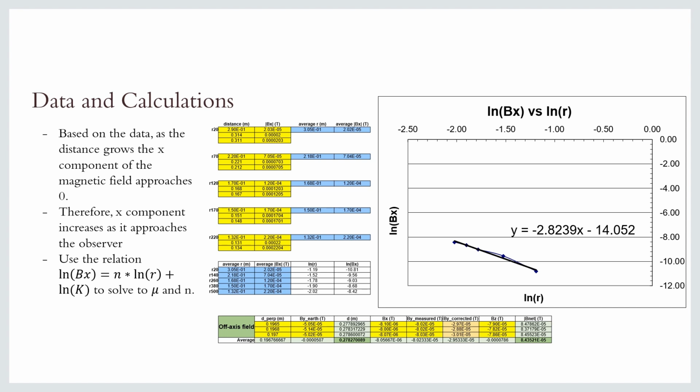And so that constant there is our k value, the coefficient on the x is our n value, and that relates to the formula shown below. The natural log of Bx is n times the natural log of r plus the natural log of k. So based on the data, as the distance grows, the x component of the magnetic field approaches 0, and because of that, the x component increases as it approaches the observer.